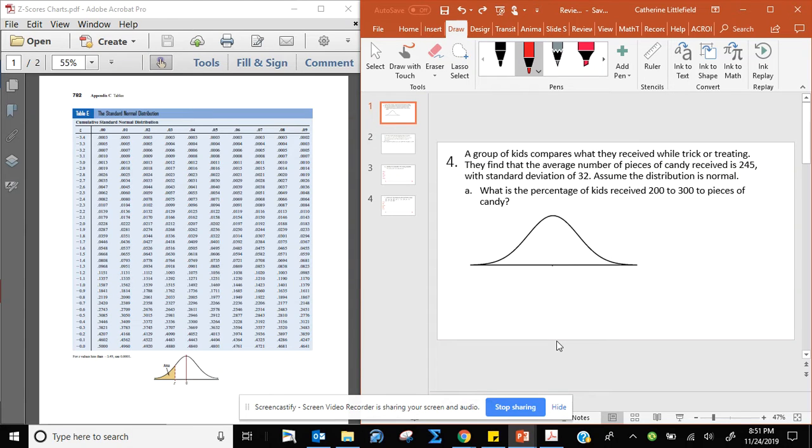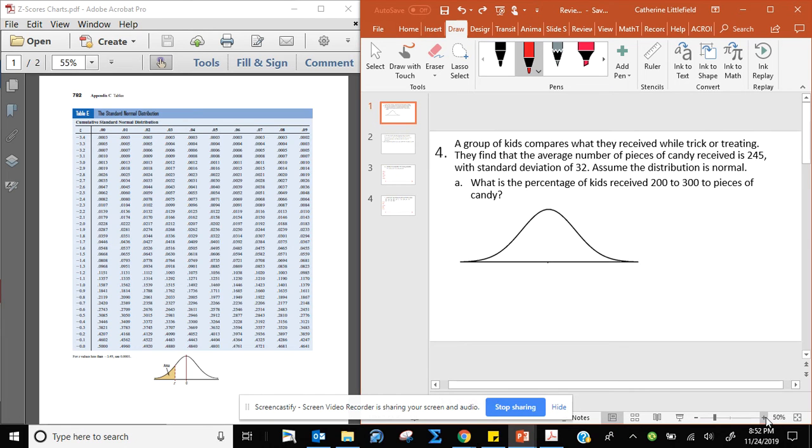Okay, so number 4, a group of kids compares what they received while trick-or-treating. They find that the average number of pieces of candy received between all of them was 245 with a standard deviation of 32. Assume that the distribution of their candy that they collected is normal. So we need to find what percentage of kids received from 200 to 300 pieces of candy.